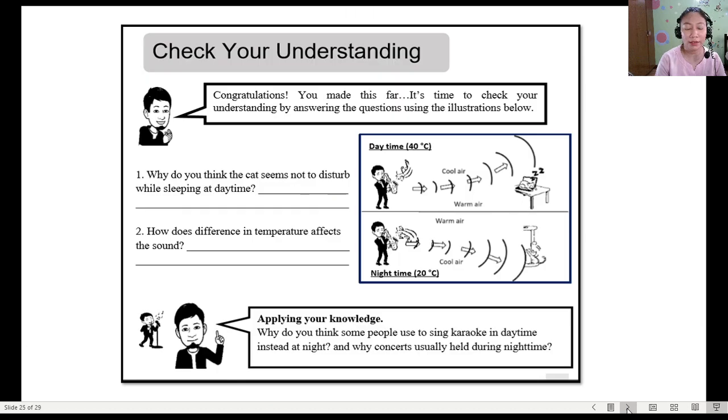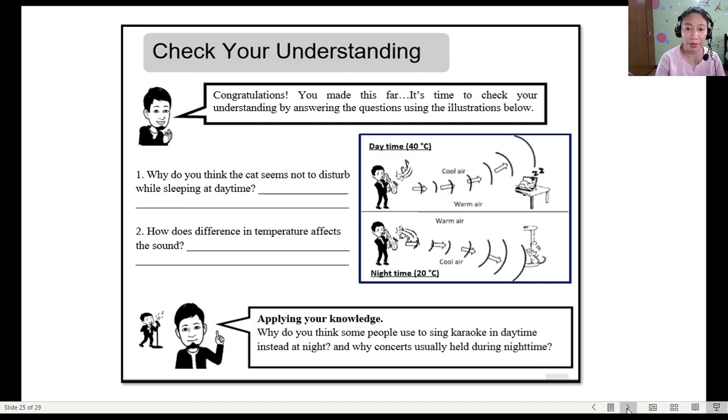Then, check your understanding. Ayan. So, titingnan nyo lang kung bakit di naiistorbo yung cat during daytime pag natutulog, and ano ba yung differences ng temperature nila that affects the sound. So, nakikita nyo doon sa picture, may binigay na temperature. Daytime, 40 degrees Celsius, nighttime, 20 degrees. So, ganun pa rin. Gamit pa rin kayo ng formula. Multiply nyo lang yung temperature sa 0.6 and then yung sagot add sa 331.